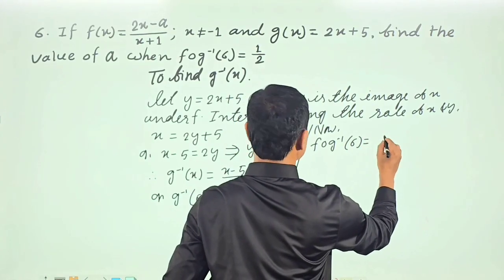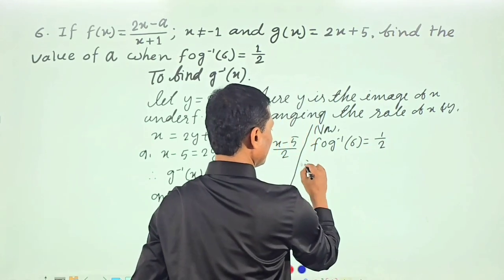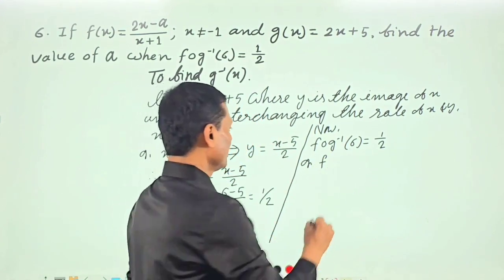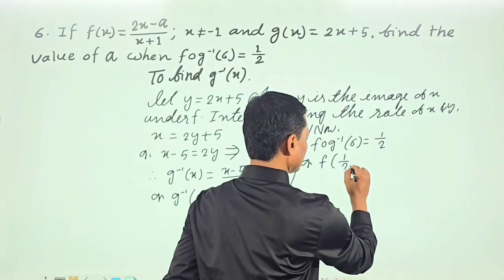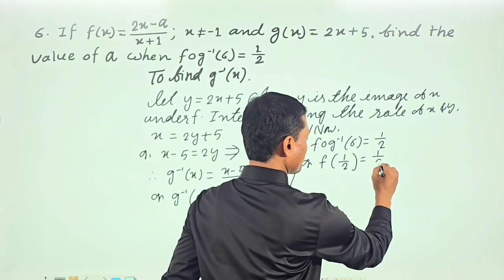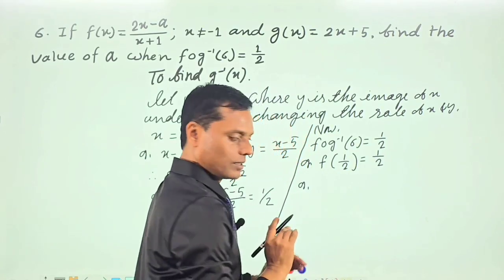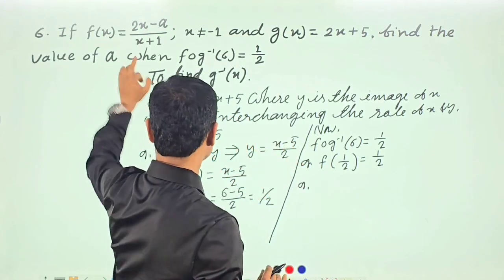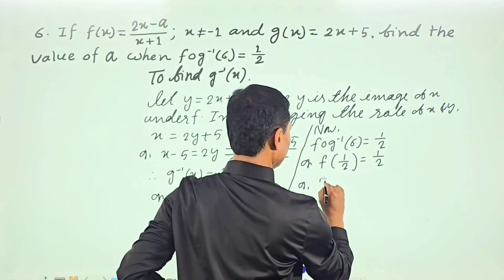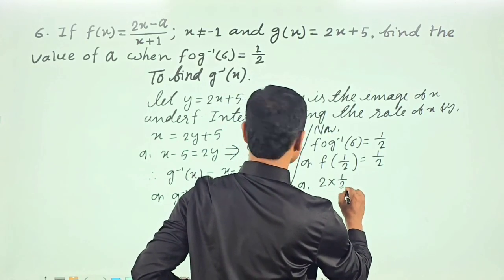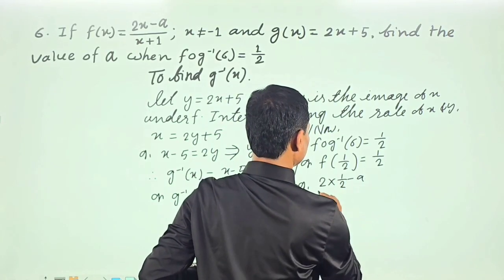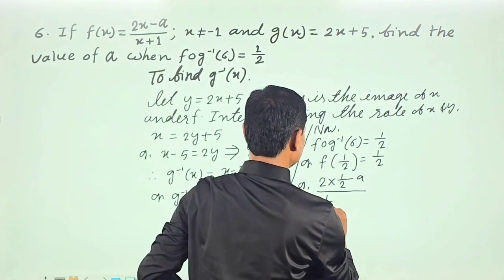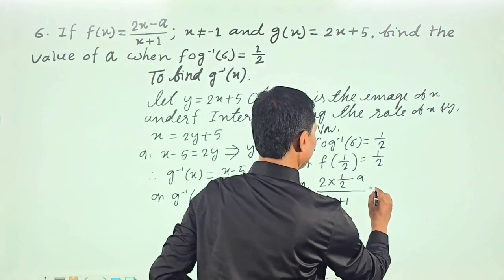Now f of g inverse 6 equals 1 by 2. Here you can see f of g inverse 6, which recently you have found is 1 by 2, and it's equal to 1 by 2. After that, we are going to replace x of the function f by 1 by 2. So we have here 2 times 1 by 2 minus a over, again x becomes 1 by 2, plus 1, that's equal to 1 by 2.